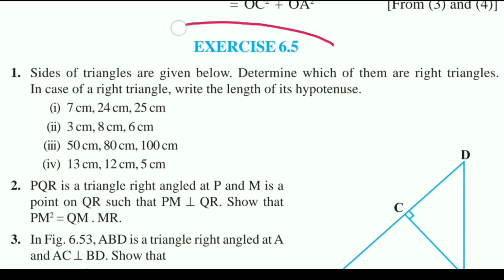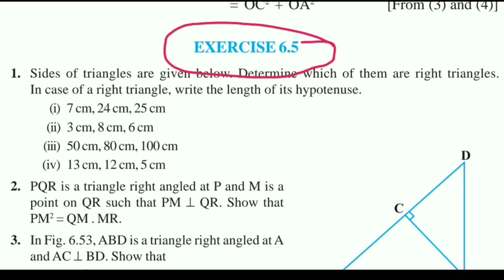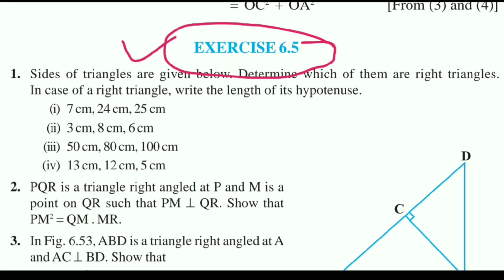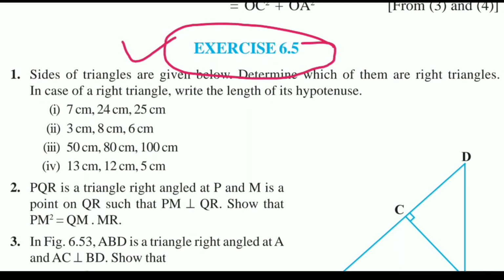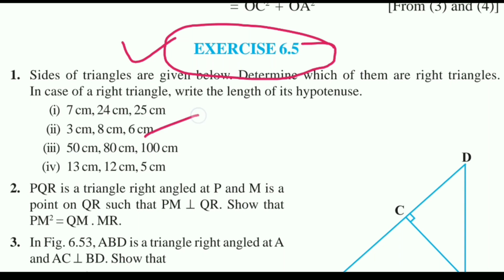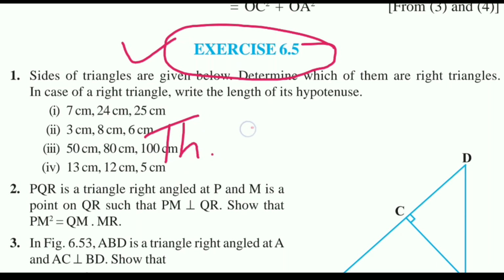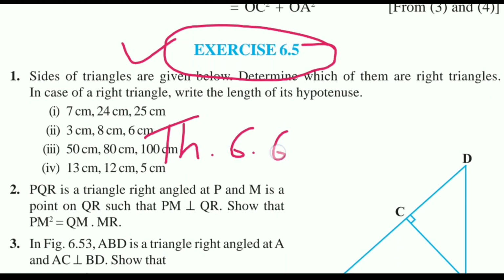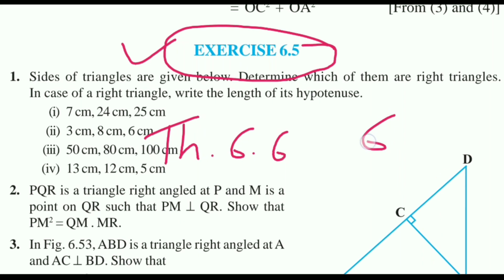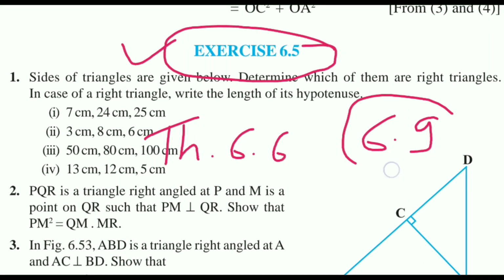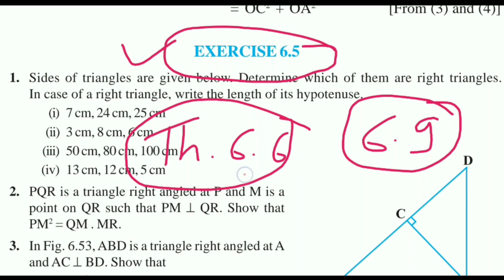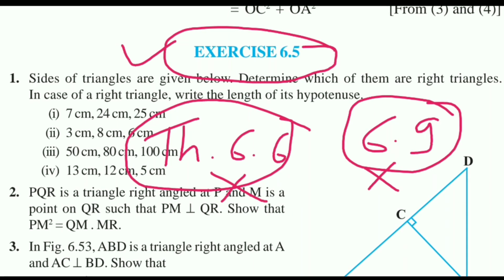You have to read exercise 6.5. But don't read those questions which are related to theorem 6.6 and 6.9, because these two theorems have been removed.